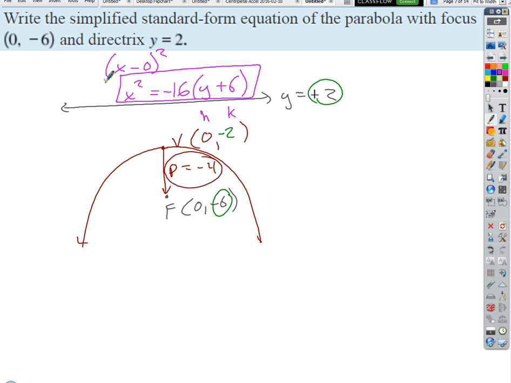So that's my answer, correct? Everybody agree? Okay. Questions on that? Okay.